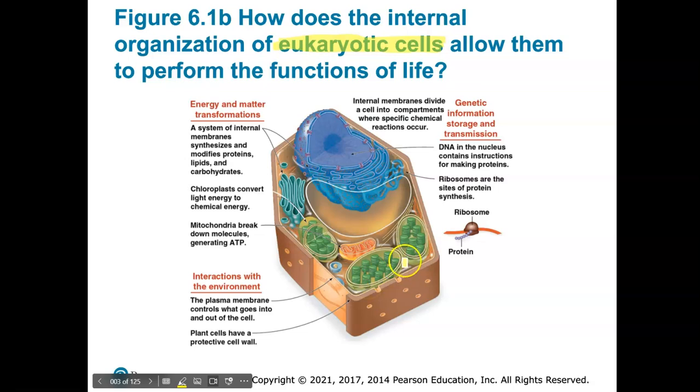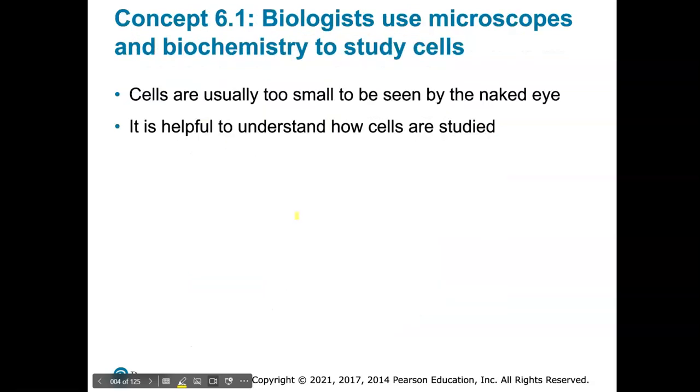There are other structures in this cell, the rough endoplasmic reticulum, and then outside that, the smooth endoplasmic reticulum. You also see this large central vacuole that stores water for the plant. You see the Golgi apparatus over here. So we're going to talk about cells.